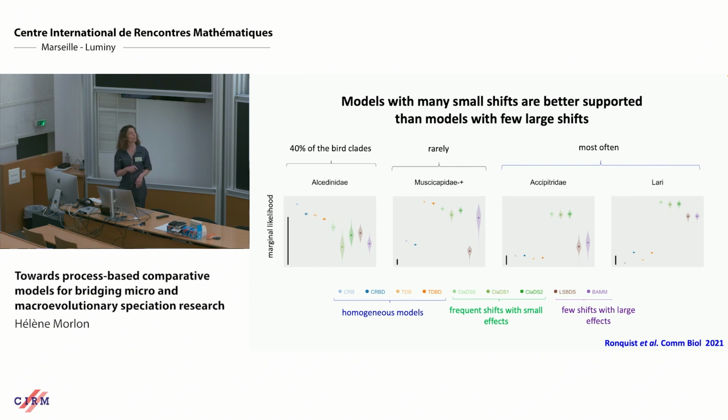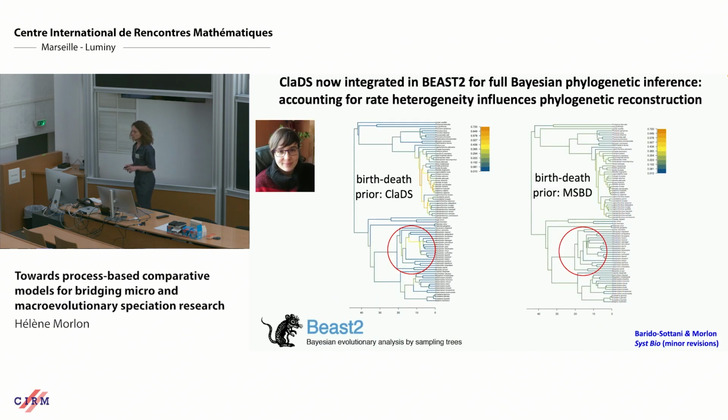But as soon as we have bigger trees, then we detect heterogeneous rates of diversification. And when this occurs, it's always this ClaDS model, so the model with frequent shifts and small effects, that is supported against models with few large shifts and large effects. So it seems that this model with gradual variation gives a better representation of what happens in reality when compared to empirical trees than other models.